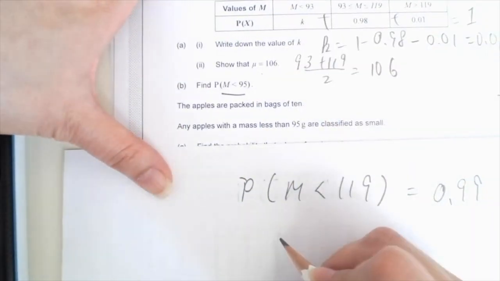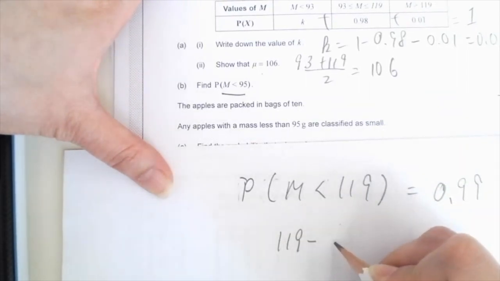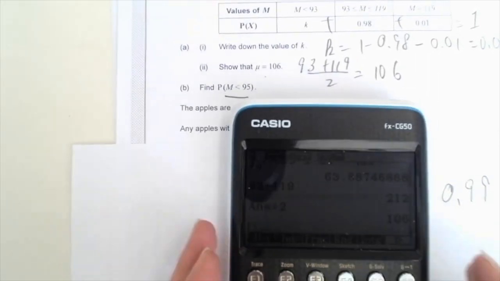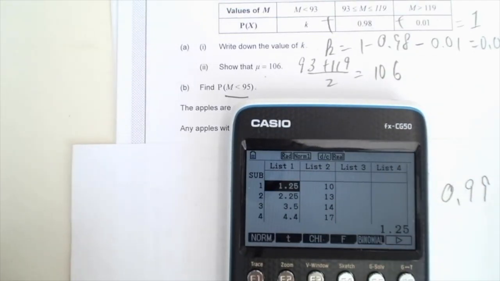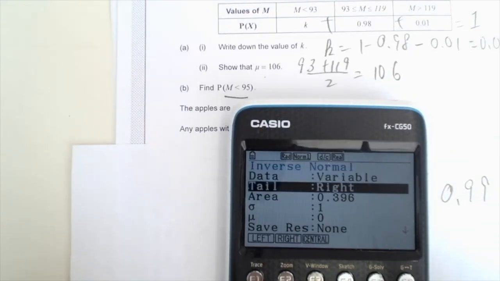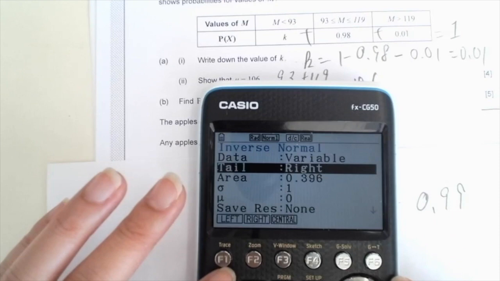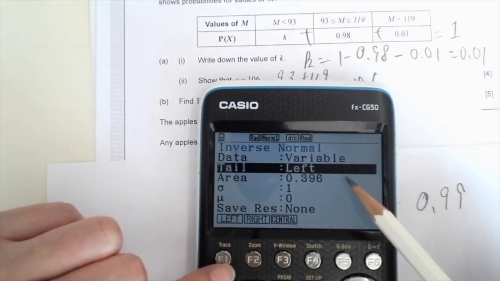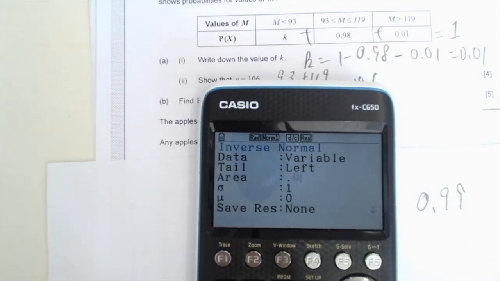So what you need to do is we use the z-score. So 119 minus the mean, 106, over the standard deviation, it should be equal to, now here we go, statistics. We don't need to care about those, we go to distribution. Ours is normal distribution, and we want an inverse. Now we want it to be smaller, so it is the left. Make sure the data is variable, not the list, because using the list is wrong. So it's the left, and from the left side onward is 0.99.